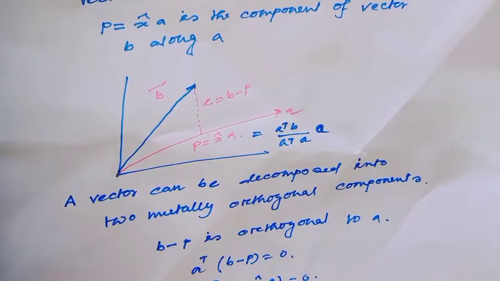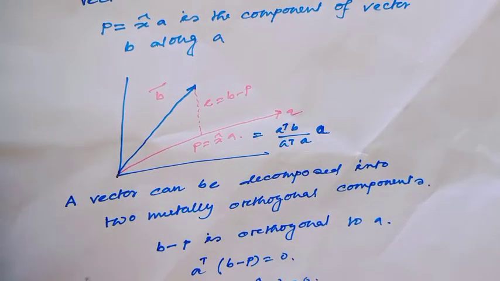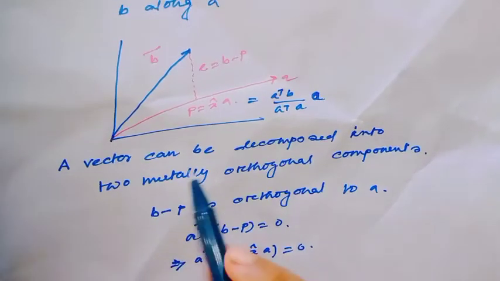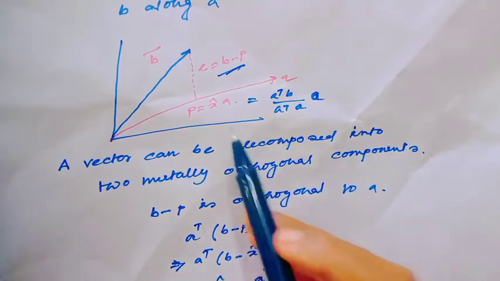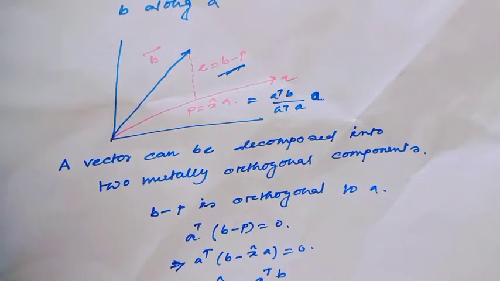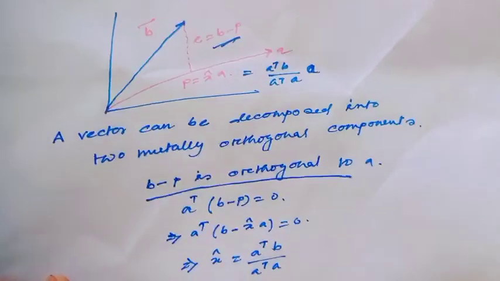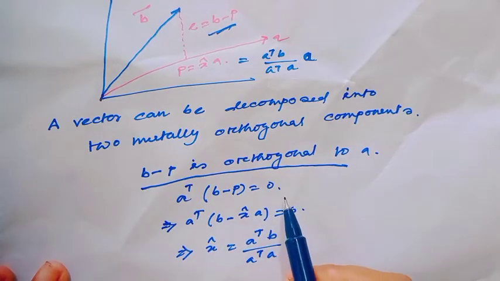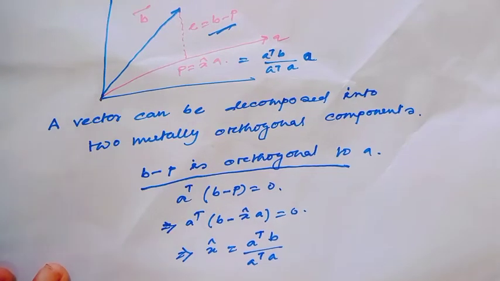And all of us know a vector can be decomposed into two mutually orthogonal components. Therefore, B minus P would be orthogonal to A. And since B minus P is orthogonal to A, that means obviously A transpose (B minus P) equal to 0, since this is orthogonal, so their inner product must be equal to 0.